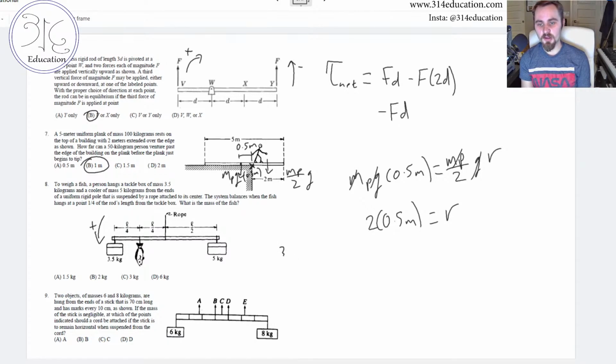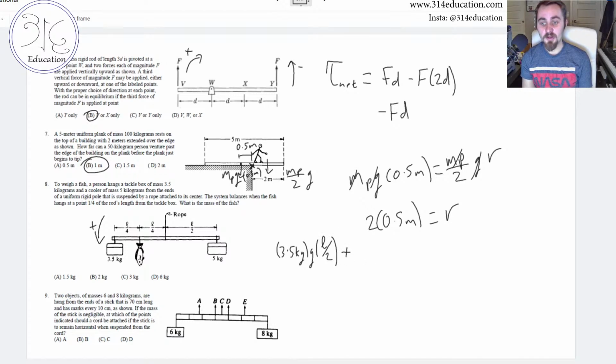And so that is 3.5 kilograms times g. These are all going to be multiplied by g, so we'll be able to cancel that out, but we'll include it for now. And that's at a distance from the fulcrum of L over 2. They like the curly L. I'll use the curly L.